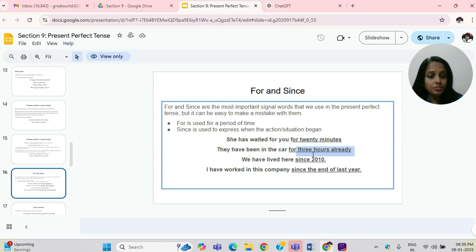We have lived here since 2010. Here, the since indicates when the action began. I have worked in this company since the end of last year. So the work began at the end of the last year and continues in the present. Remember, the word for, we use it for a period of time, and the word since is used to express when the action or the situation began.